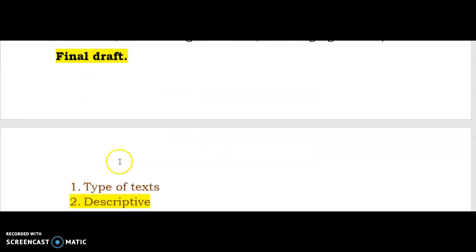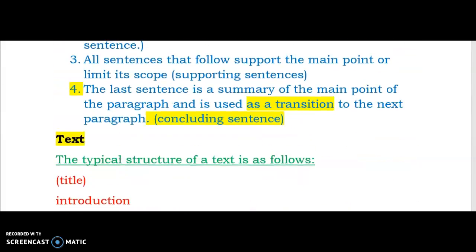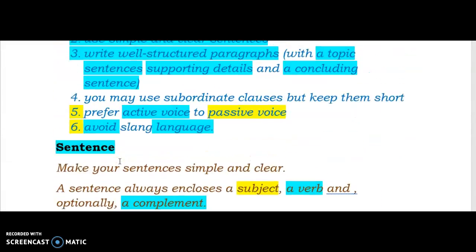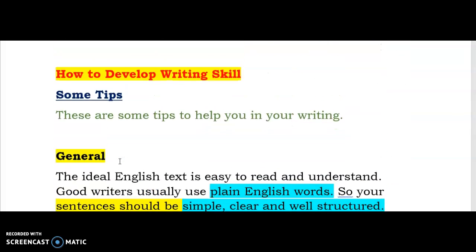So these were some of the tips which, if you listen to this, read them properly and practice, then you will be able to develop your writing skill. Thank you very much.